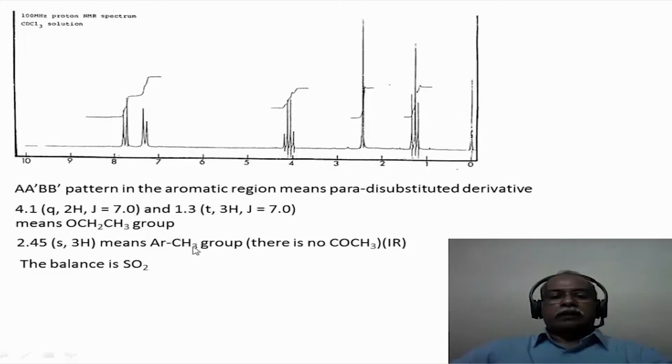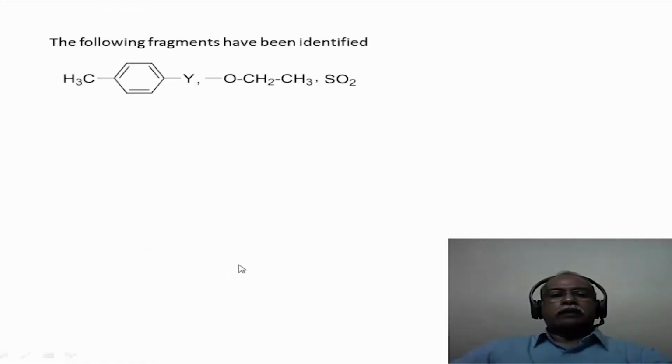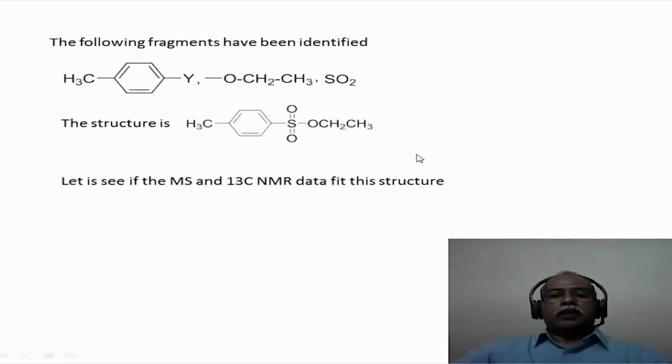So if you take the aryl CH3, which is a para-substituted aryl CH3, and OCH2CH3 and subtract it from the molecular formula, the balance will be SO2. So we have identified the fragments: it is a para-tolyl substituted derivative, an ethoxy functional group is there, and an SO2 functional group is there. You need to put them together. You arrive at the structure that it is a para-toluene sulfonic acid ethyl ester. In other words, ethyl para-toluenesulfonate is the structure of the compound.